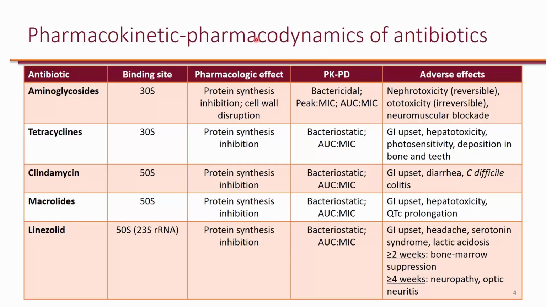I have summarized some of the key pharmacokinetic-pharmacodynamic properties of these antibiotics in this table that you should review. Pay close attention to the adverse effects of these antibiotics. Aminoglycosides, for example, can cause nephrotoxicity, which is typically reversible. They can also cause ototoxicity, which is usually irreversible, and they can also rarely cause neuromuscular blockade. Keep in mind that aminoglycosides are not orally available, whereas the rest of these antibiotics listed in this table are orally available. These oral agents can cause gastrointestinal upset. They are also available as IV formulations.